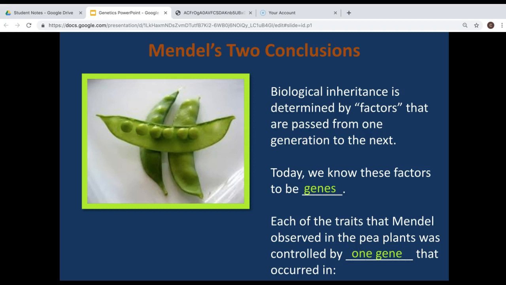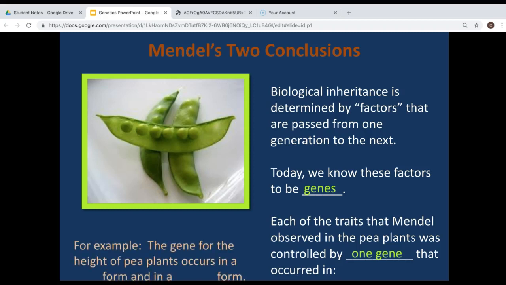But these two genes occurred in contrasting forms. For instance, one gene for tall, one gene for dwarf. So let's look at an example. The gene for height of pea plants occurs in tall and in dwarf form. So like I just told you, tall and dwarf, same gene but different form of that gene. And this different form of the gene is what we call alleles. There's that word again. That's going to be coming up quite often.